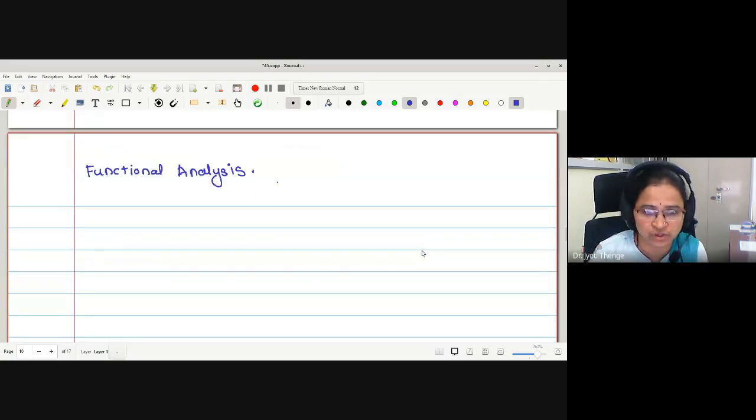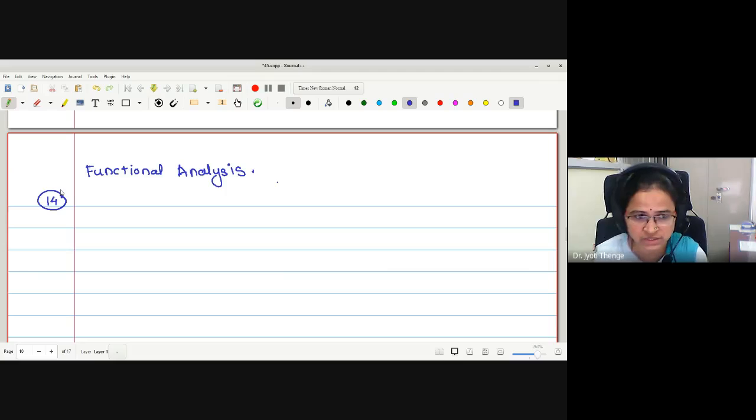Okay, now let us move ahead today. The first theorem we are going to understand is, okay, see, I'll write the theorem first. This is number 14. As I told you in the last lecture, I have given a numbering to the theorems so that to recall the theorem will be easier for us. Okay, now this is the number 14 theorem.